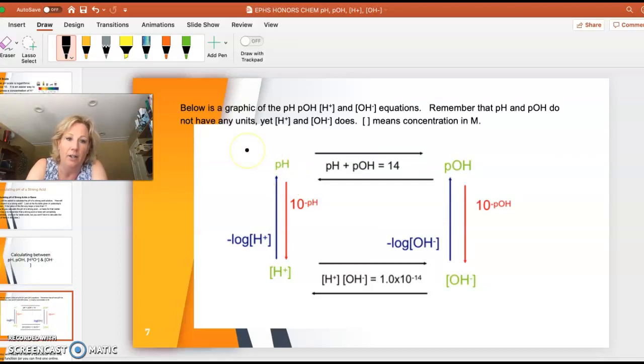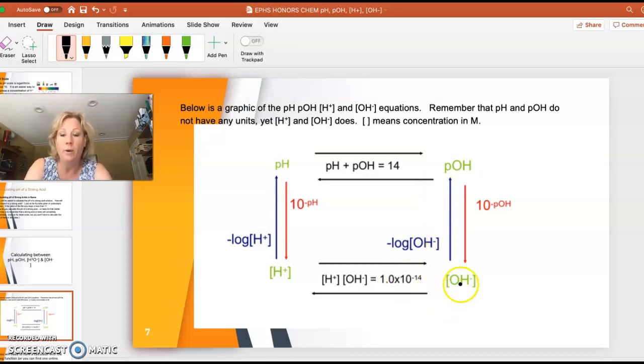This is a chart that can really help. I highly recommend that you pause the video and put this into your notes. It's just kind of a map that tells you, if I want to go between pH, and then there's also pOH, which is a measure of the hydroxide ion concentration, the sum of the two of those equals 14. You can also see that the product of the hydronium and the hydroxide is equal to Kw.